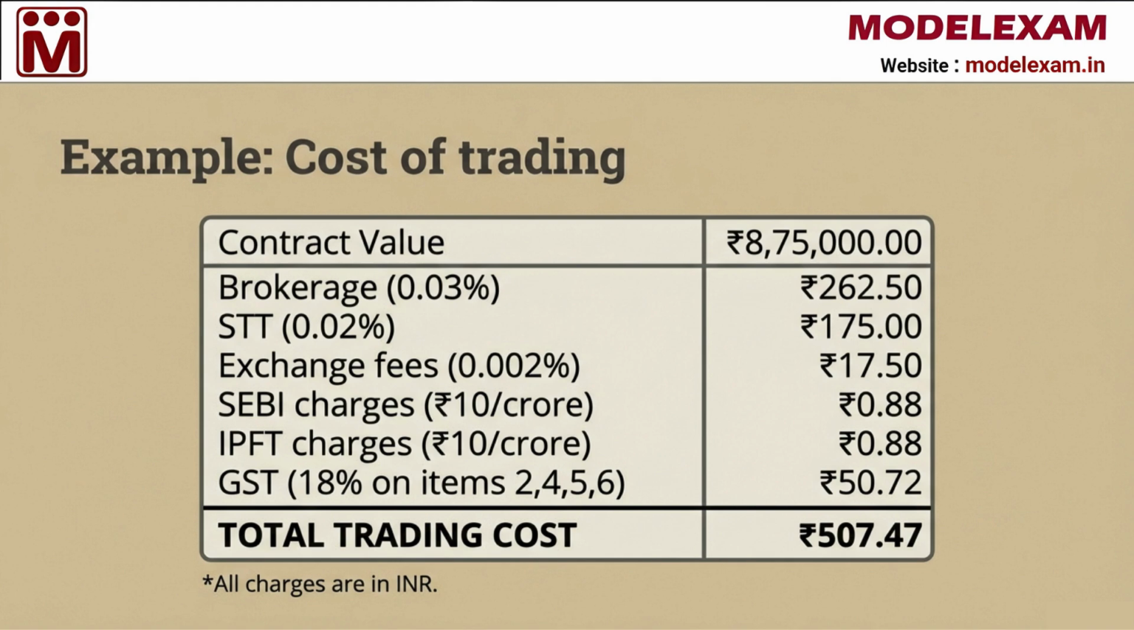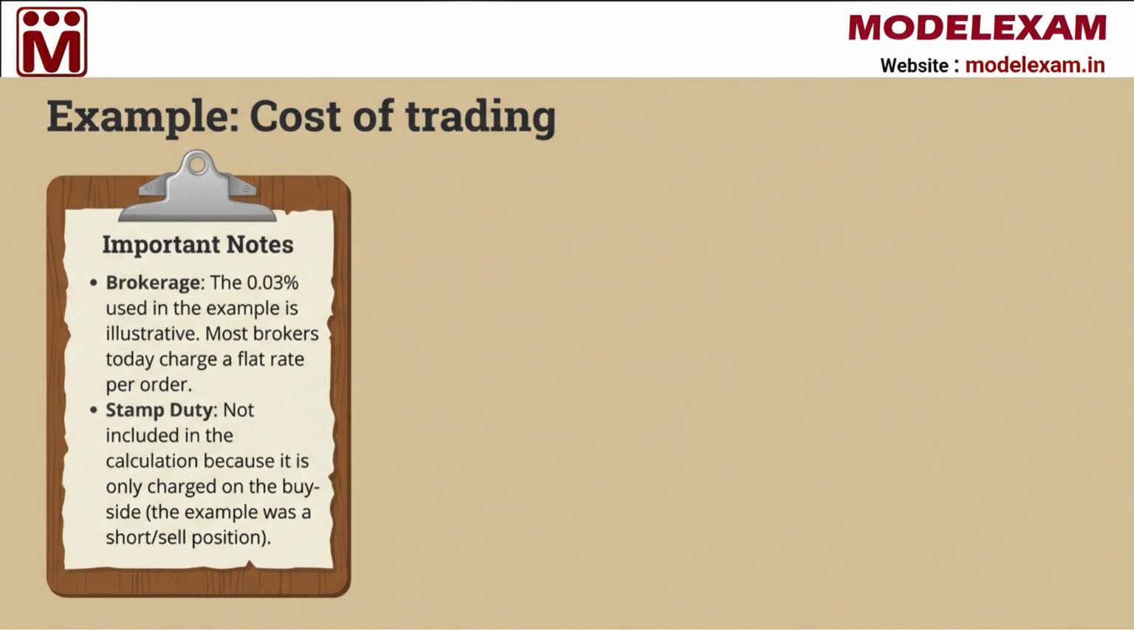507.47 rupees. As we wrap up this video, there are two important notes to keep in mind regarding our example. First, the 0.03% brokerage we used is just for illustration because many modern brokers now charge a flat rate per order. Second, you might have noticed we did not include stamp duty in our calculation. This is because stamp duty is only charged when you are on the buy side, and in this example we were looking at a short or sell position.